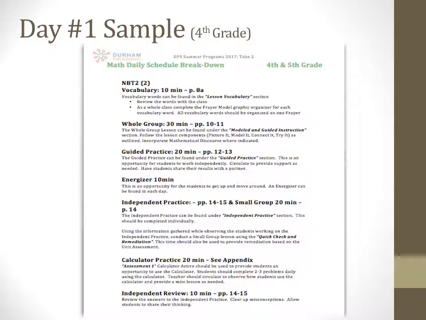In the material you'll be provided, this is a sample of what a daily schedule will look like. You'll see that it's broken out into each of the sections that we just went over, and in each of the sections you'll also see page numbers. It'll tell you what page and what section to go to. The biggest piece is making sure that you're looking at the correct day and then following this material. If you find that section, it will explicitly tell you how to deliver that instruction.